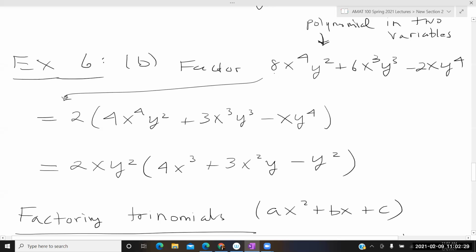The first thing I do is look at the coefficients of each term in the polynomial, and ask what's the common factor. In this case, it's 2, so I can factor out a 2. If I factor out 2, I get this line here. So you have 2 times this whole expression. You can see I factored out the 2 from the coefficients.